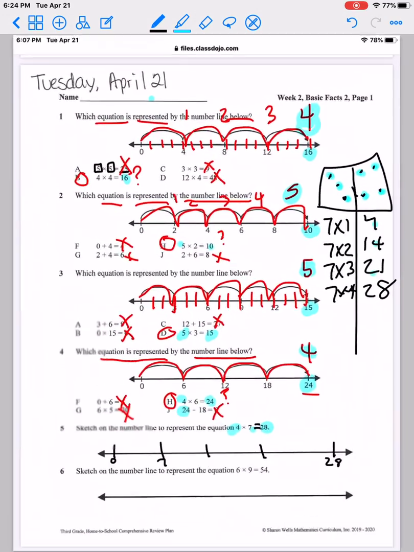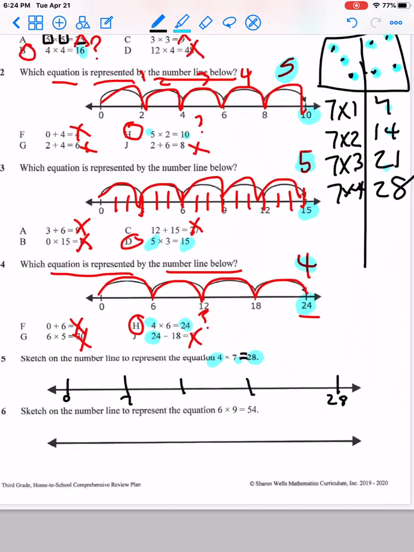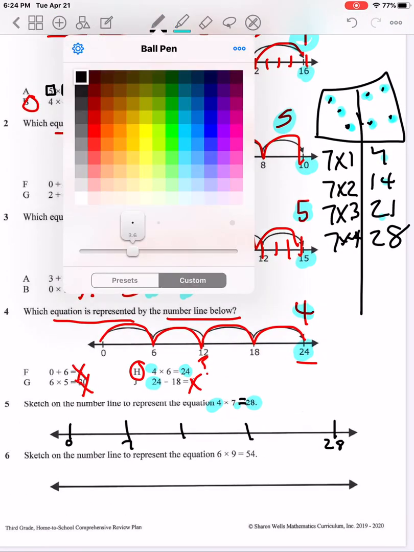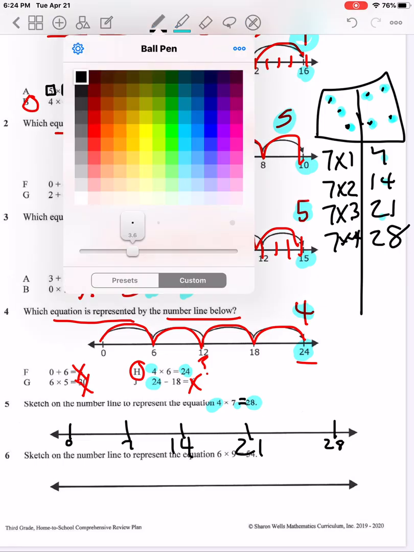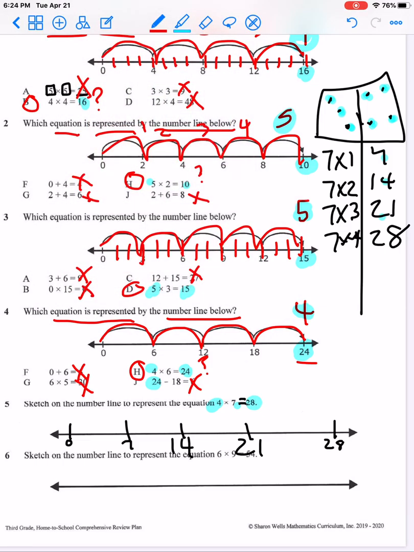Now I know my numbers that belong on my number line. 7 times 1 is 7. 7 times 2 is 14. 7 times 3 is 21, and 7 times 4 is 28. So I skipped 4 times. 1, 2, 3, 4. Each time I skipped, there were 7 numbers, and my total is 28. Now I want you to try number 6 by yourselves, and if you need some help, you can always give me a call.